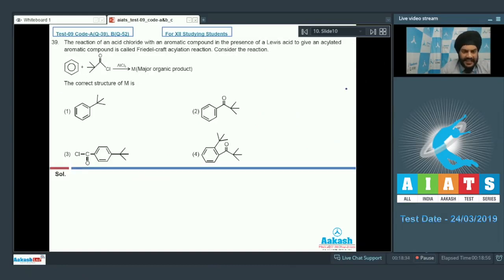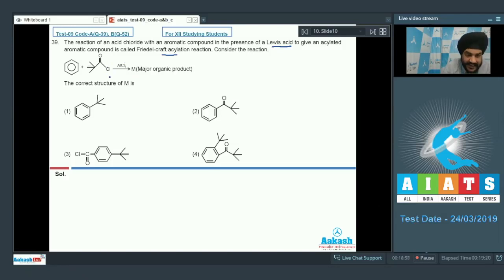Question number 39. The reaction of an acid chloride with an aromatic compound in the presence of a Lewis acid to give an acylated aromatic compound is called the Friedel-Crafts acylation reaction. Consider the reaction. We have been given a reaction and the major product formed is M. We have to comment on the structure of M. So we know that AlCl3 is a Lewis acid.